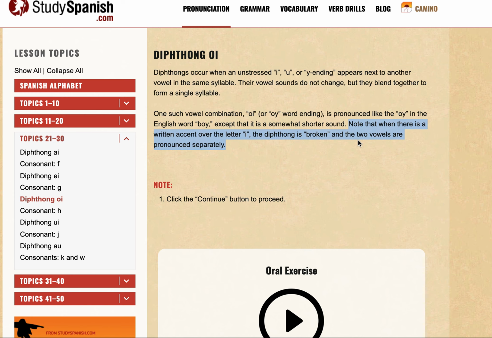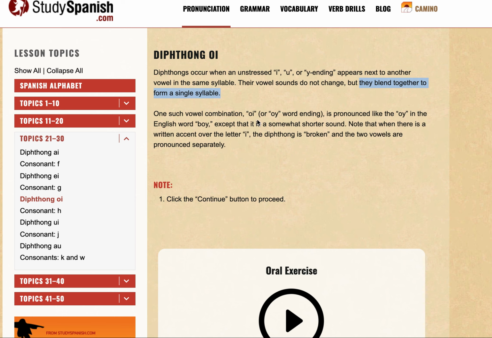So let's revisit that particular topic here. I'm talking about diphthongs. Diphthongs occur when an unstressed I, U, or Y ending appears next to another vowel in the same syllable. Vowel sounds do not change, but they blend together to form a single syllable. So that's really important, right?